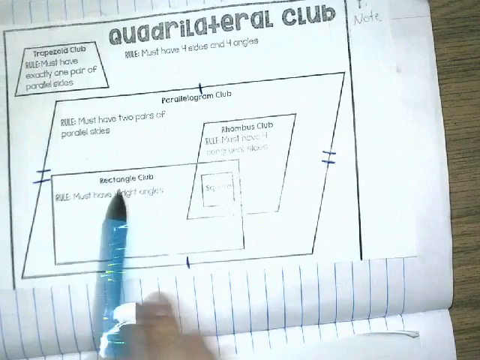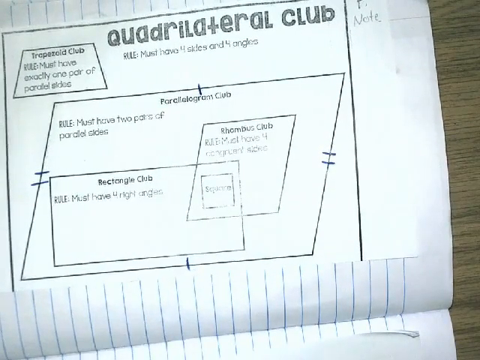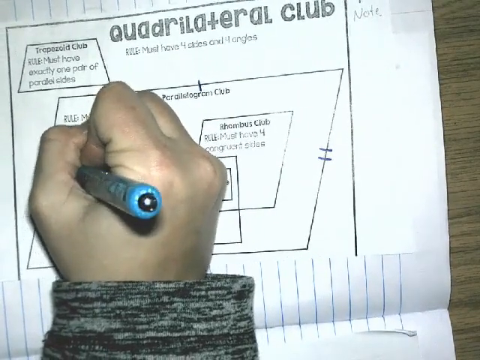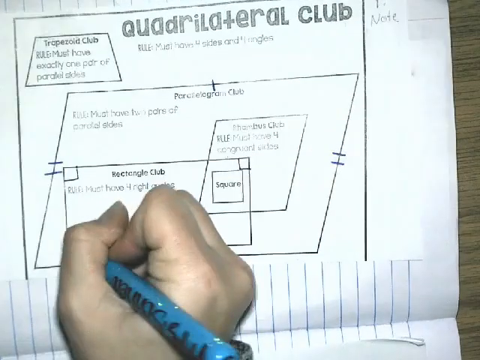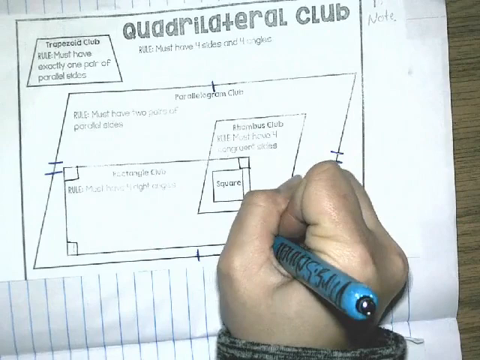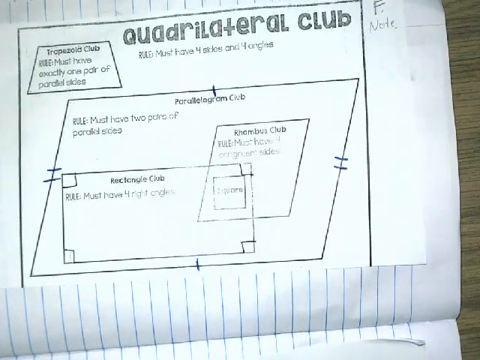So a rectangle and a square are both in this club because both the square and the rectangle will have 4 right angles. And the way I ask the kids to show if a shape has 4 right angles is to show this little box in the corner where the angle would be. So this shows that it has 4 right angles. So a rectangle and a square will share that 4 right angle.